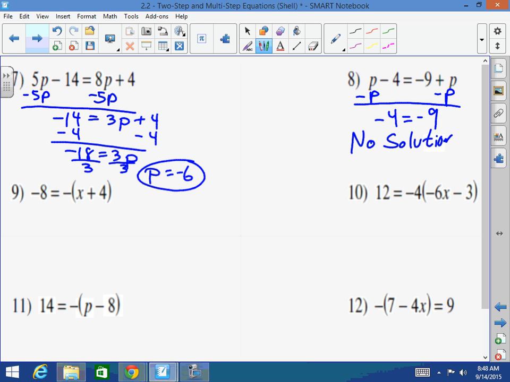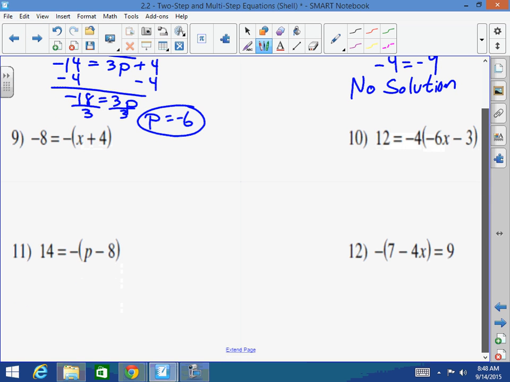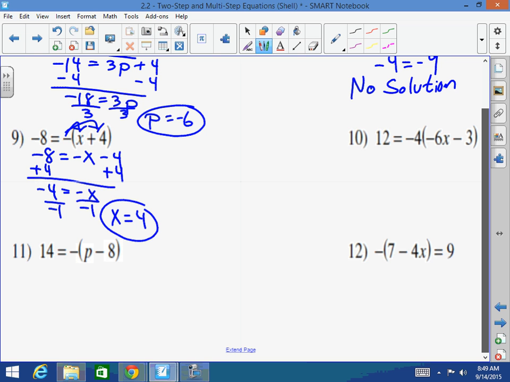Good job. Okay, now we got some distributive property action here. And remember that when you have a multi-step equation, you always undo distributive property first. So this little negative, what does that little negative really represent? A negative 1. So I'm going to distribute that to both sides. And I've got negative x minus 4. I'm going to add the 4 to both sides, giving me negative 4 equals negative x. Divide negative 1 to both sides, and x equals 4.